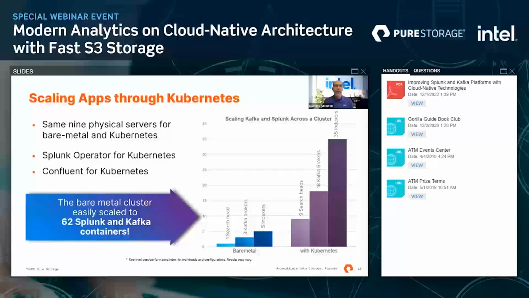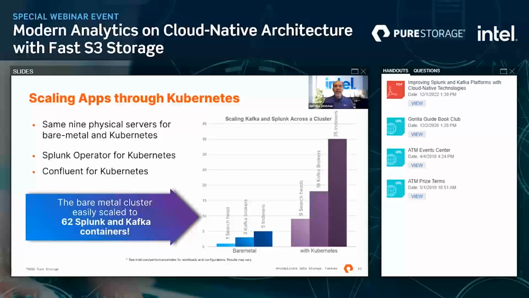So when you look at the environment, this is what we did on scaling. The blue bars down on the bottom that show bare metal, we had 9 servers. There was 1 search head, 3 brokers, 5 indexers. Once we containerized it, that jumped from 9 instances to 62 instances of Splunk and Kafka. So then we had 9 search heads, 18 brokers, and 35 indexers. So real big change on that side.